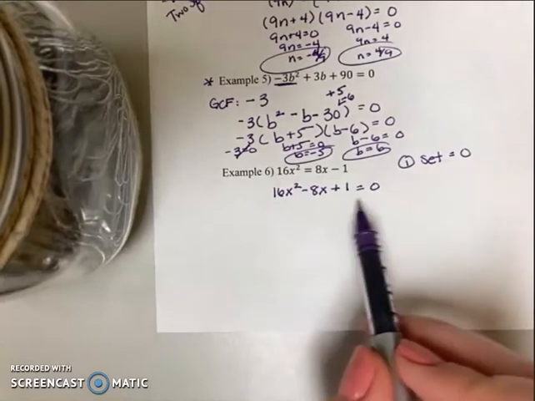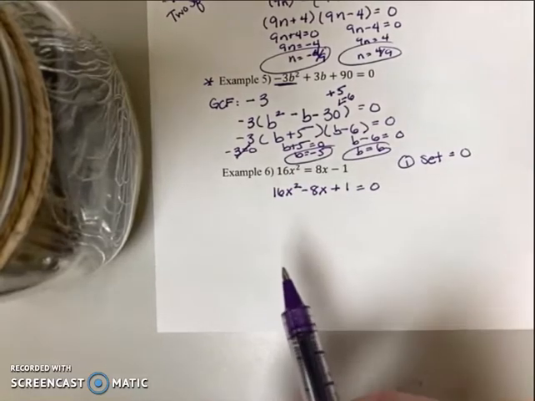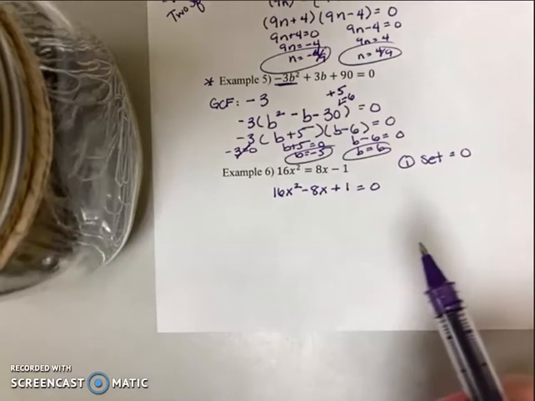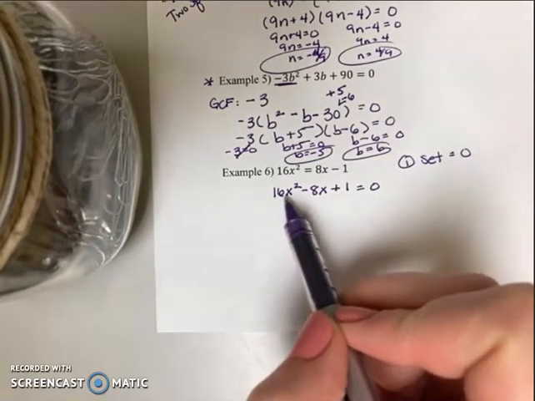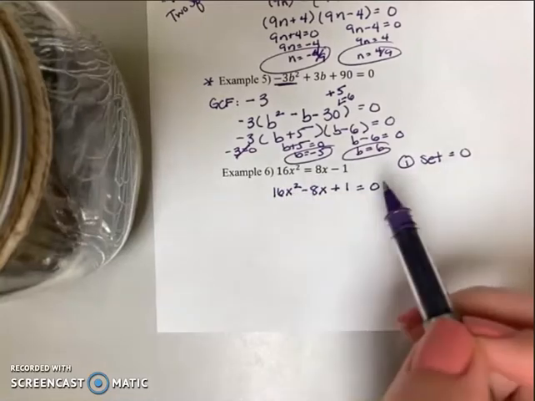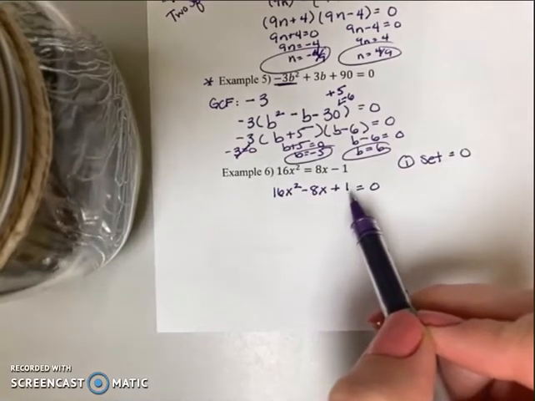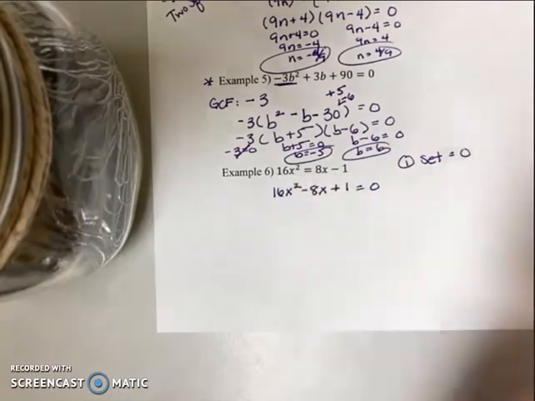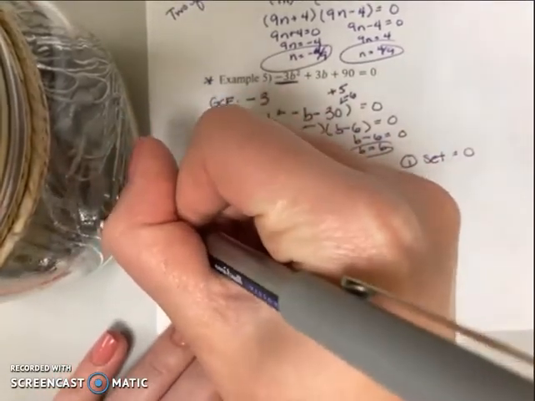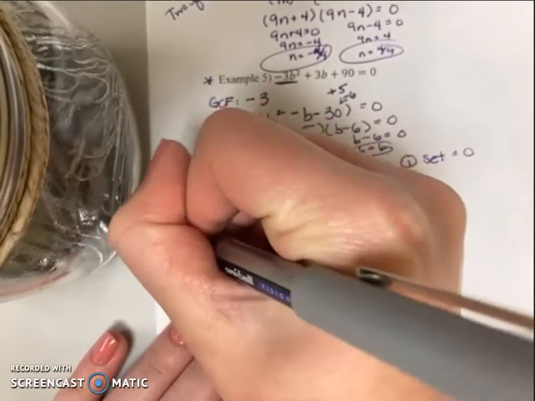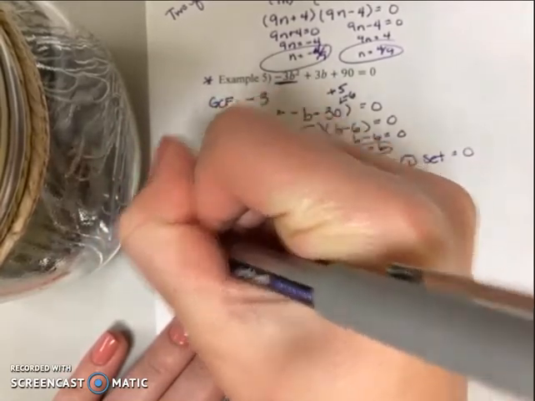Now, when I look at this, I immediately see perfect squares. I see 4x being squared to get 16x squared, and I see 1 being squared to get 1. So when I see example 6, I want to try and see if I can use a perfect square trinomial.